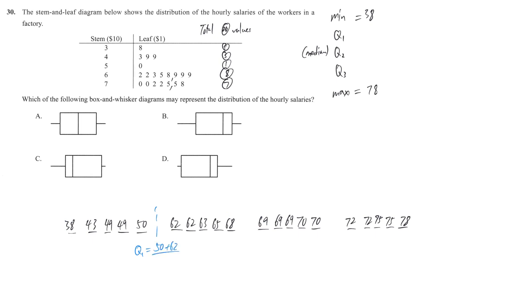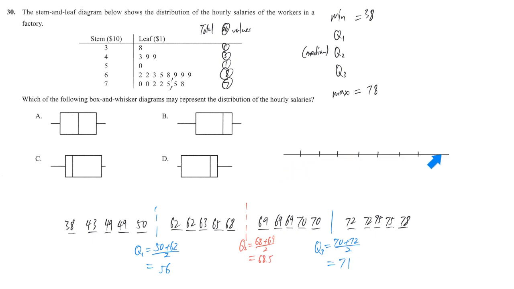50 plus 62 divided by 2 to get the average. We get 56. Afterward, we do the same for Q3. Q3 is equal to 70 plus 72 and then divide by 2, which is 71 here. We also need the median, that means Q2 here. So it's 68 plus 69 divided by 2, we get 68.5.